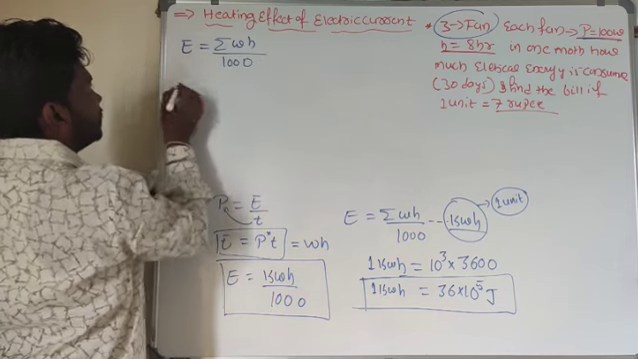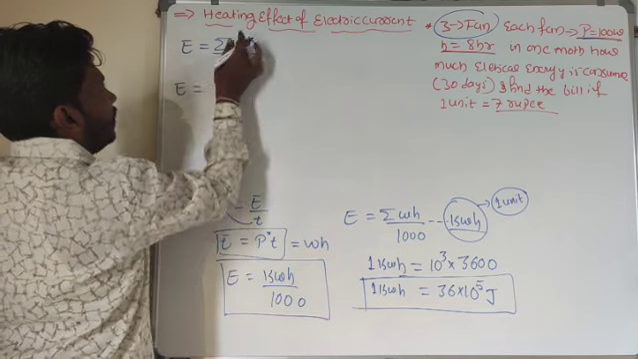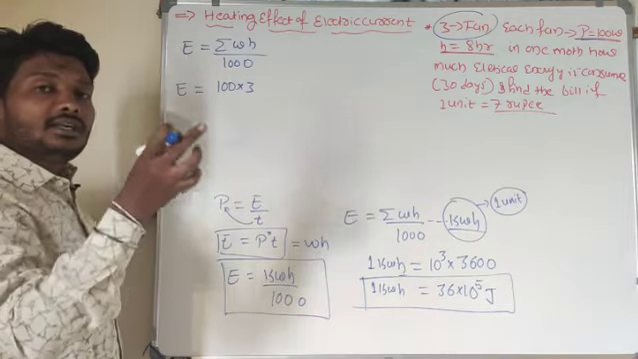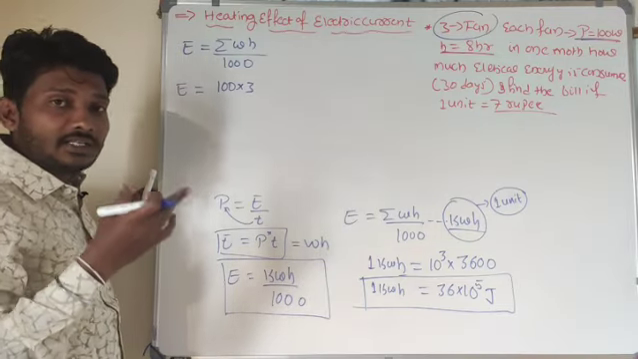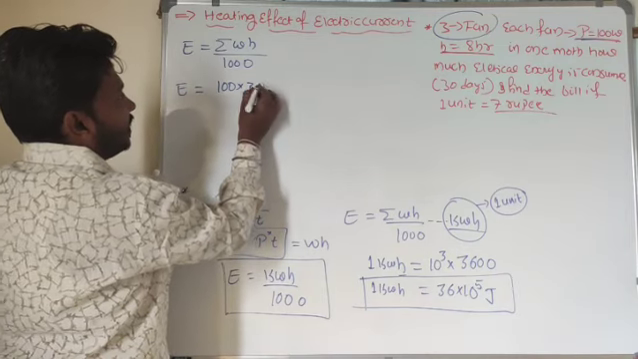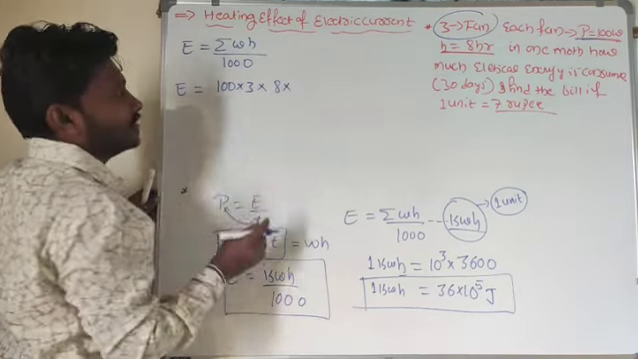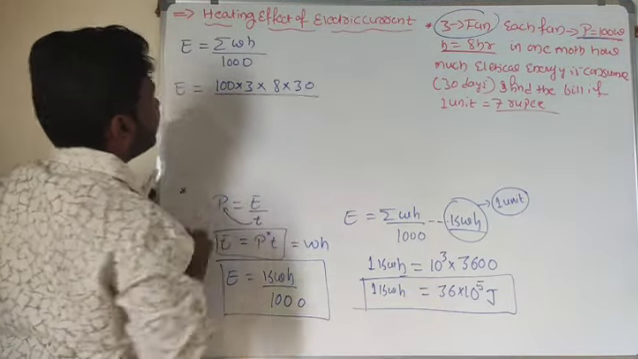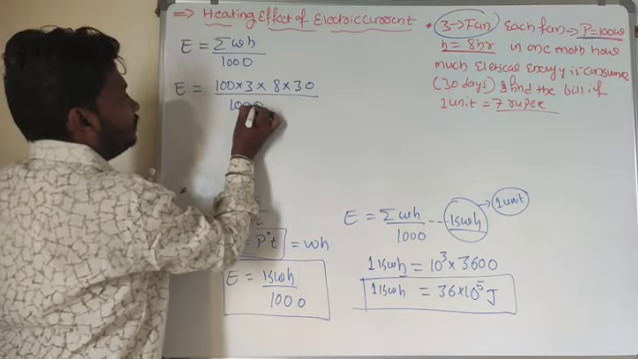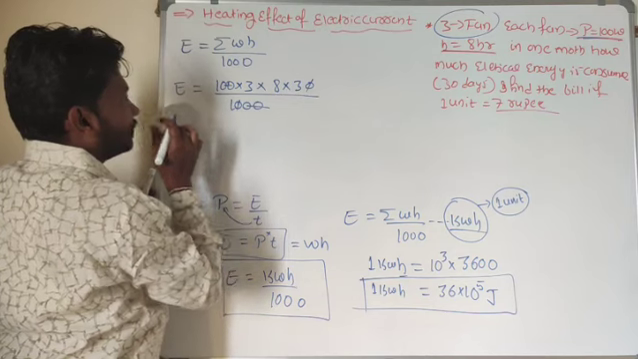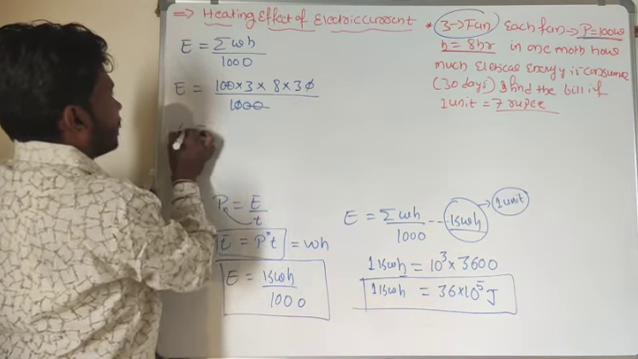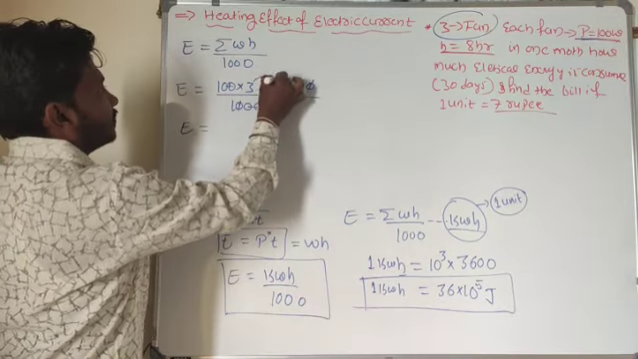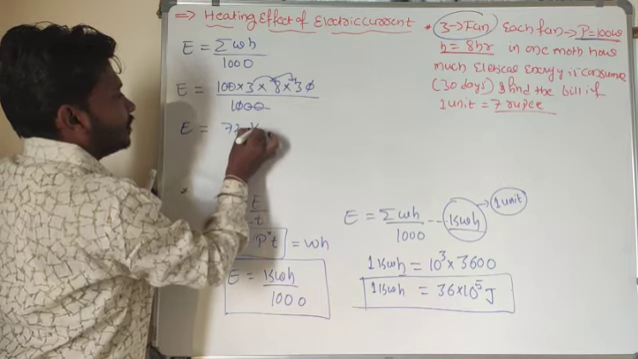Divided by 1000. So watt is 100, and 3 fans are there, so 100 into 3. It runs 8 hours. Days in 1 month, I can take as 30. Divide by 1000. So 8 into 3 into 3, that is 72. So 72 kilowatt hour.